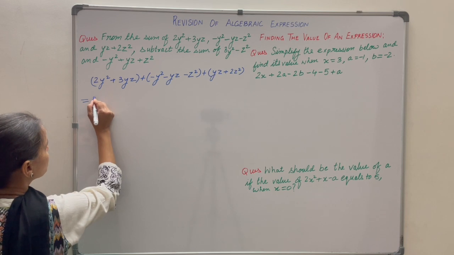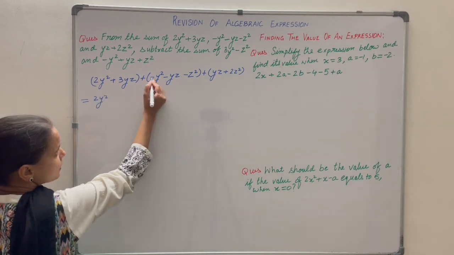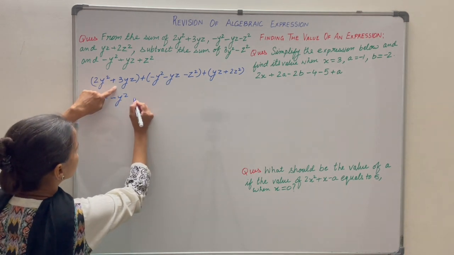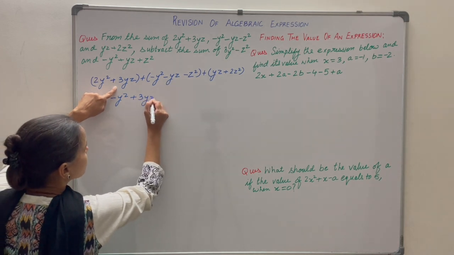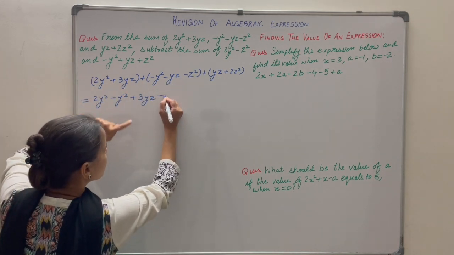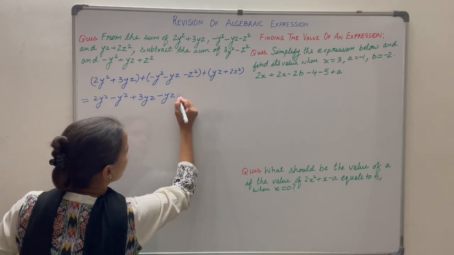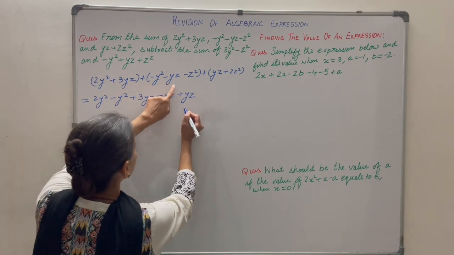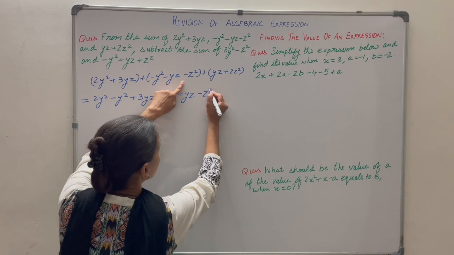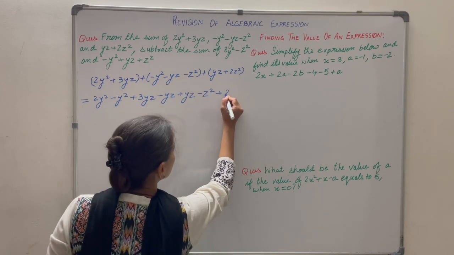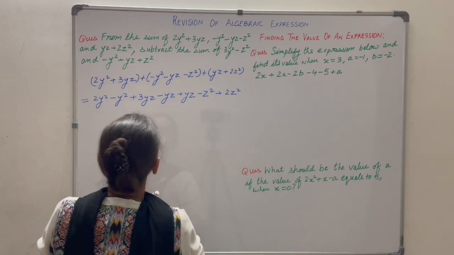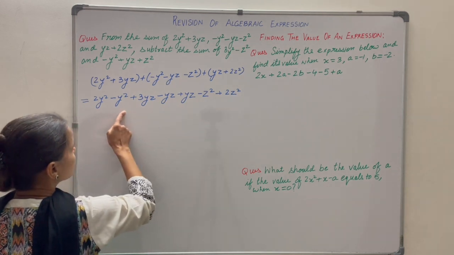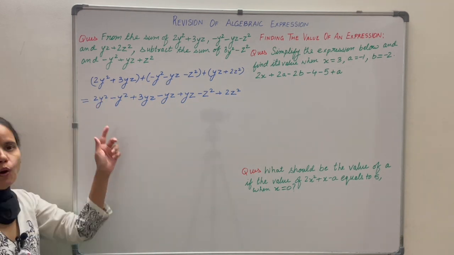So here it is first 2y square minus y square, and that's it, plus 3yz, here minus yz, here plus yz. These three are the like terms. Then you have minus z square and here plus 2z square. So here how many terms are there? 1, 2, 3, 4, 5, 6, 7. So here 3 plus 3, 6 and 1, 7. So you have written down all the terms.